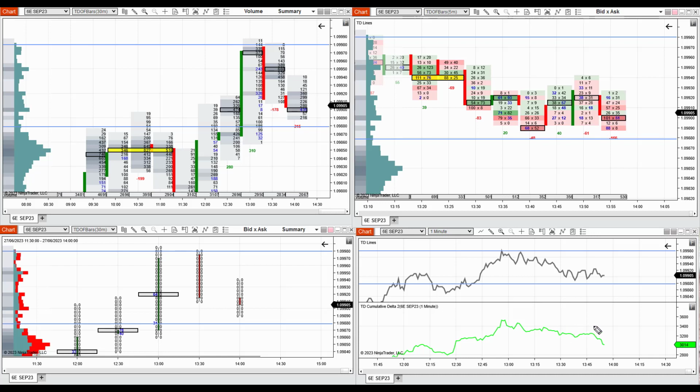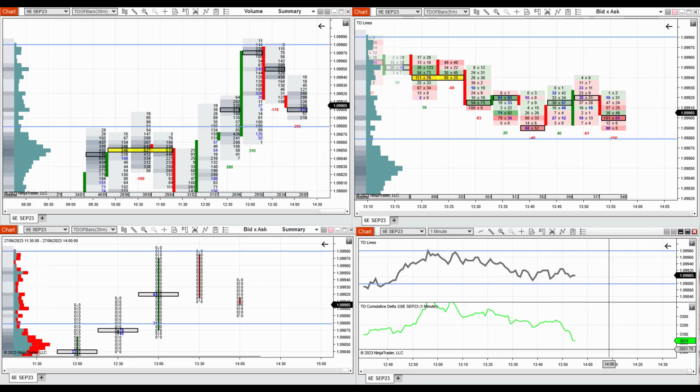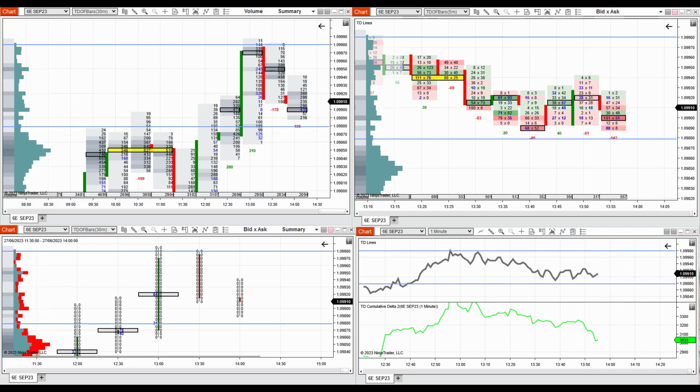Finally, the delta is starting to drop also in here. Let me zoom it in a bit so you can see the cumulative delta chart better. See, the one minute price chart is going sideways, but at the same time, cumulative delta is dropping. And that's telling us that aggressive sellers are jumping in.